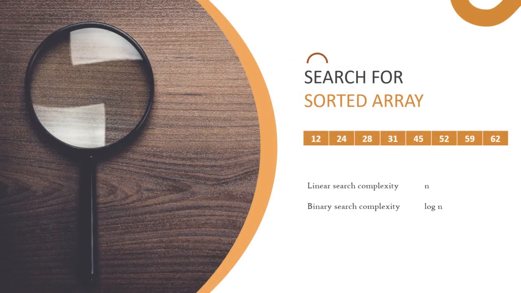For example, let's consider the search problem in a sorted array, meaning we have an array with elements in sorted order. We can do a linear search or a binary search. We will talk about linear search and binary search in more detail later in this course. But to understand this example, for now you just need to know that linear search complexity is n and binary search complexity is log n.